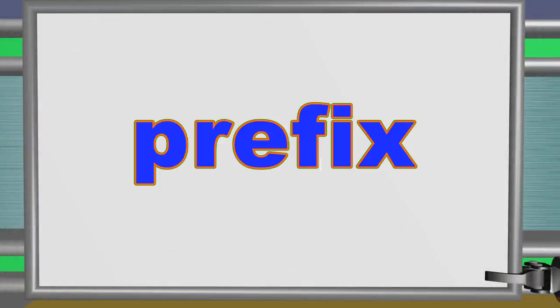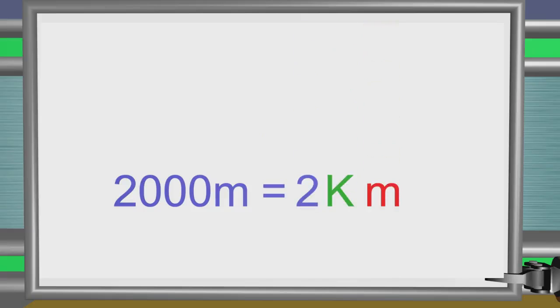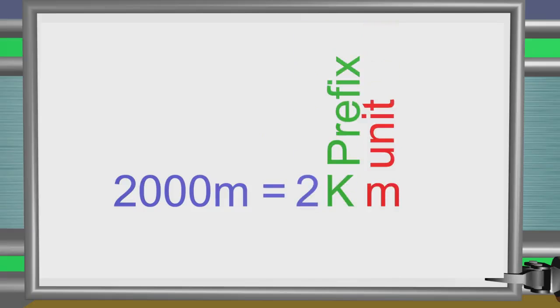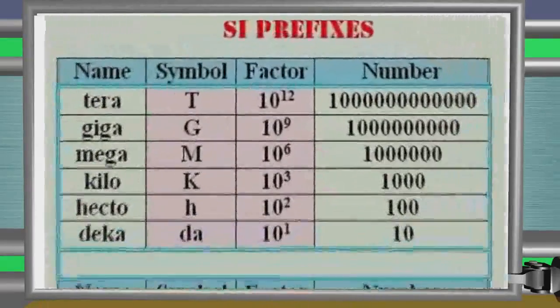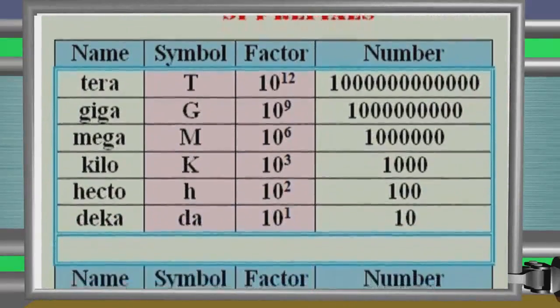Prefixes. We want to explain the prefixes. Sometimes it is necessary to use a prefix to express a big number or a small number. For example, instead of writing 2000 meter, we write 2 kilometer. Prefixes are coefficients that are placed in front of the unit. This makes it easier to express values and numbers. You can see the most important prefixes here.